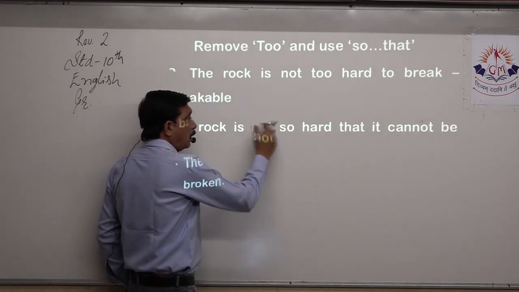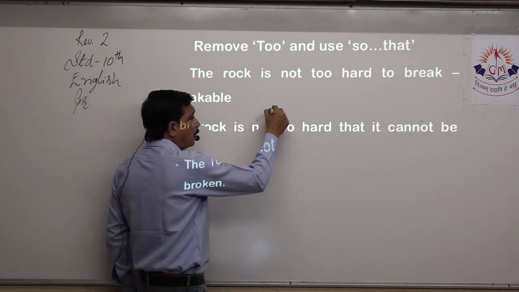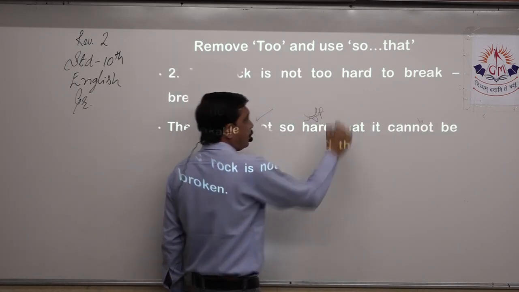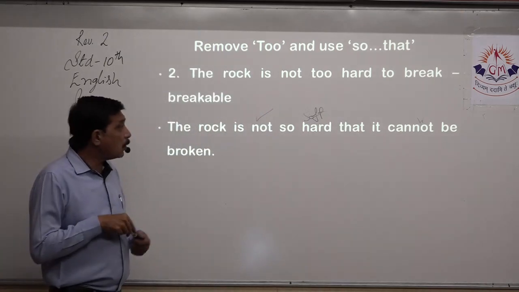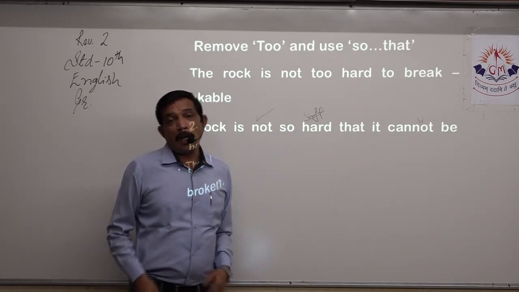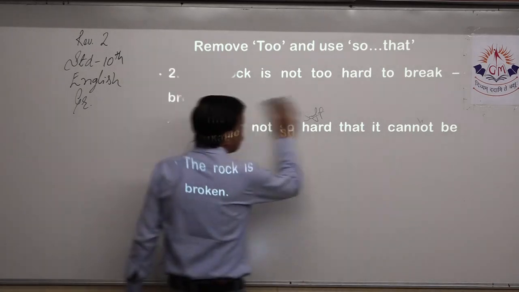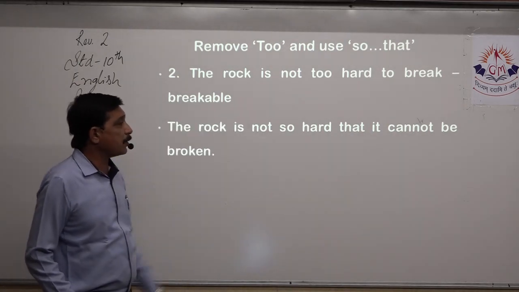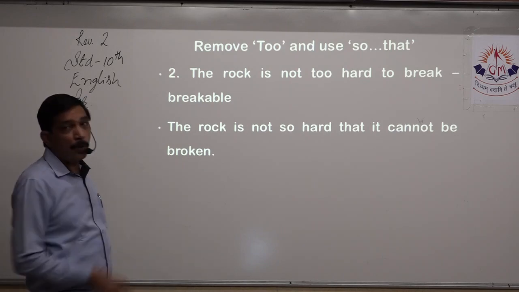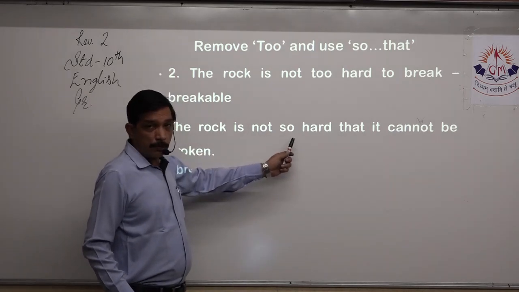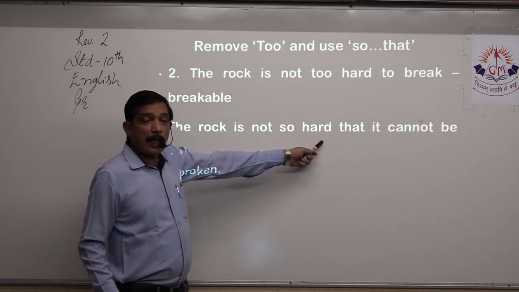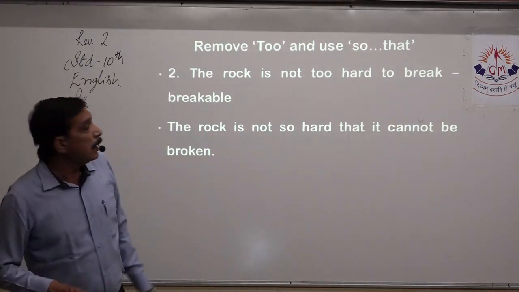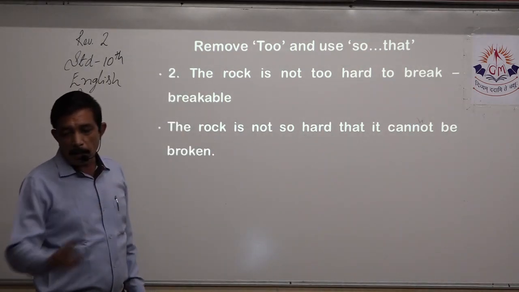If I want this to have, but I do not want this, then I have to make this soft. If I don't want to use soft, then I'll have to use hard and double negation to equalize it. Yes, not so hard means soft. That means the rock is so soft that it can be broken, because I removed not so. Right? And antonym, so there also negation will be removed. The rock is so soft that it can be broken. The meaning of these two sentences is the same, breakable.